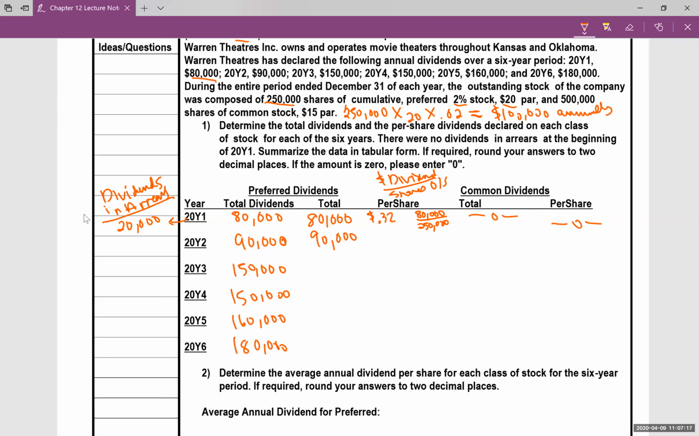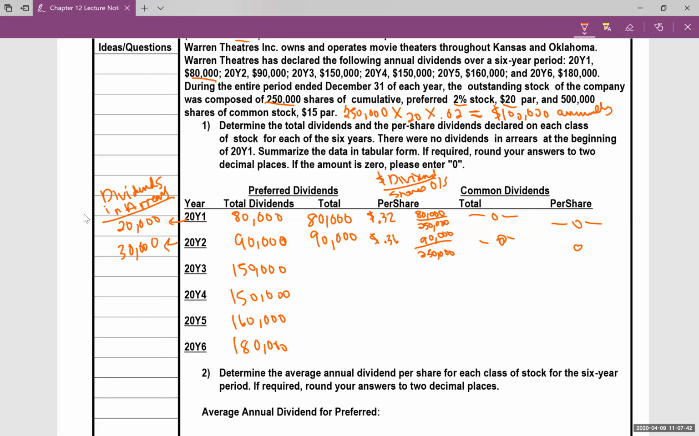Year two, 90,000 total. Now in arrears, we have a total of 30,000, if you add the 10,000 to the previous 20. The per share calculation you're going to get is 36 cents, which is the 90,000 divided by the 250,000. Again, there isn't any left over for common dividends, so those two things are 0.